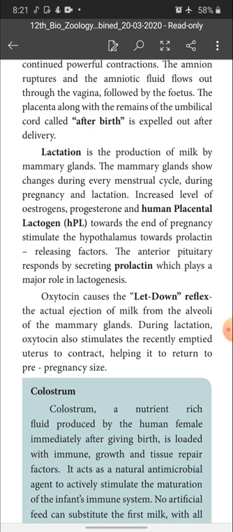During lactation, oxytocin also stimulates the recently emptied uterus to contract, helping it to return to pre-pregnancy size. What is meant by recently emptied uterus? So far the uterus was filled with the fetus. Now it has come out, so it is emptied. So now the uterus is in a bigger size. This size will be reduced by the hormone called oxytocin.